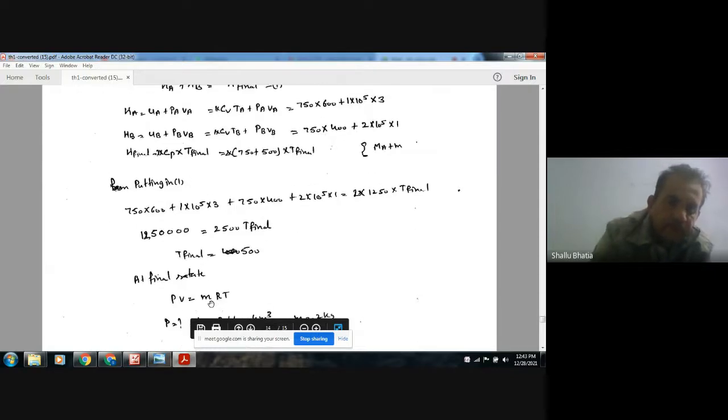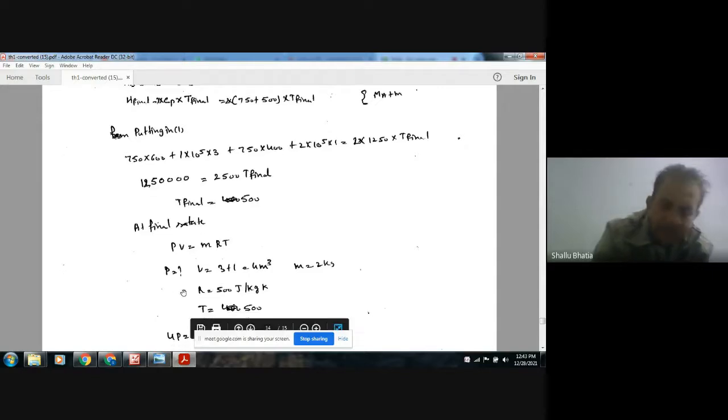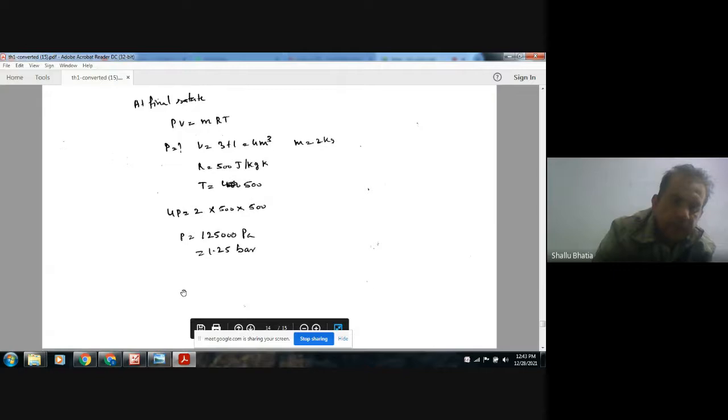Now, equating these two, we can find out T final. Once T final is known, we can apply the ideal gas equation again, where mass is 2 kg, volume is the total volume, and temperature is T final. From this we can get the pressure. Pressure is 1.25 bar.